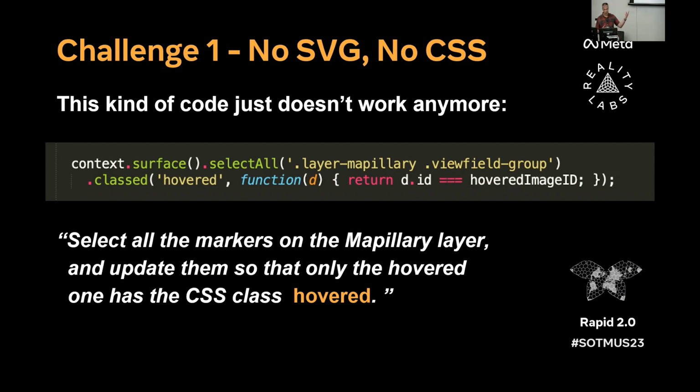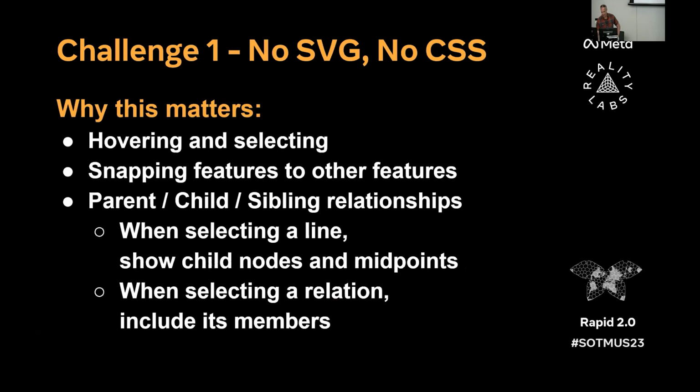But there's no more Mapillary layer. There's no more markers. There's no more CSS classes. All of this stuff went away. So we had to find new ways of doing all of this in the new renderer. And when I say this sort of code existed everywhere, I'm not exaggerating. Hovering and selecting was completely broken a year ago. Drawing did not work at all. You could not snap lines to other lines.